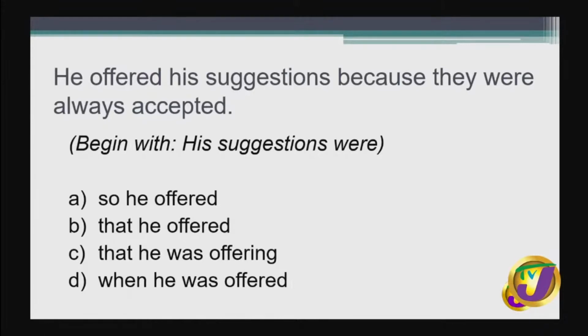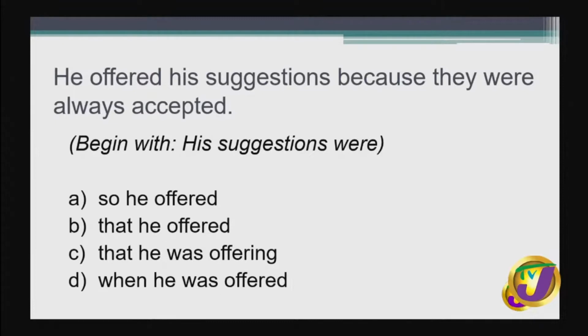So his suggestions were what? Always accepted, yes. So that would be the first meaning portion of your sentence. His suggestions were always accepted. How now are you going to include the part where it says he offers them on that condition? Are you going to use so he offered? Are you going to use that he offered? Are you going to use that he was offering? Or are you going to use when he was offered? One of those definitely cannot work. I hope you can see which one definitely cannot work.